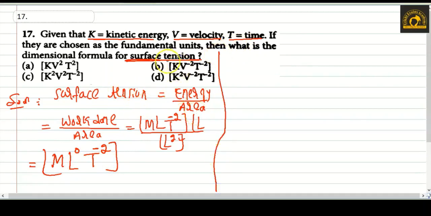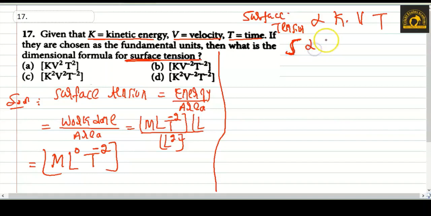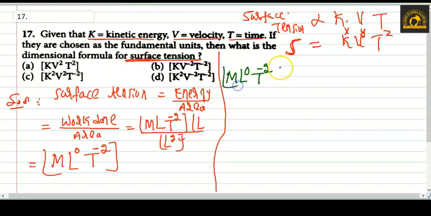Okay, next one. The surface tension is directly proportional to what? Kinetic energy, velocity and time. So S is the surface tension, that is equal to k V t. So surface tension is k to the power of x, V to the power of y, which we don't know, t to the power of z. So the surface tension dimensional formula is M L to the power of 0 T to the power of minus 2. This is the surface tension dimensional formula.